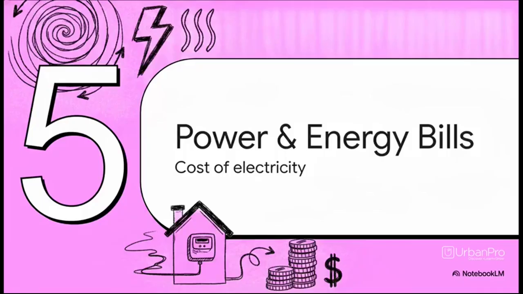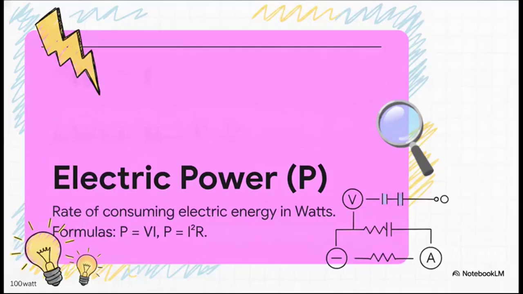Section 5. Power and energy bills. So we've talked about the physics, the flow, the heat. But how does all of this translate to the actual electric bill you pay at the end of the month? Well, it's all about power. Electric power is simply the rate at which an appliance consumes electrical energy, and we measure this in watts. The primary formula is P equals V times I. Power equals the push multiplied by the flow.